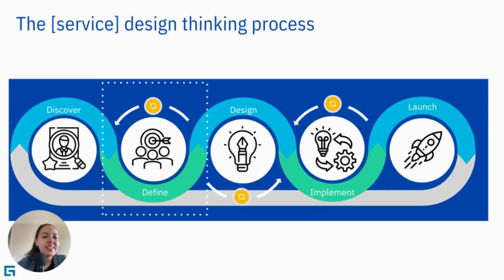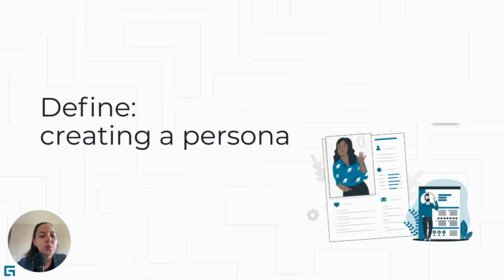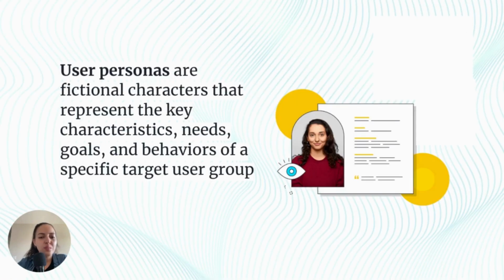So next is, this is where we just went with defining, and we're still in defining. See, it's the most important part. This is where I want you to focus on turning all of those insights and clusters that you found into creating a persona. What is a persona? Very fancy term again. Don't have to worry about it because you took this class. So, user personas are actually fictional characters that represent the key characteristics, needs, goals, and behaviors of a specific target user group.